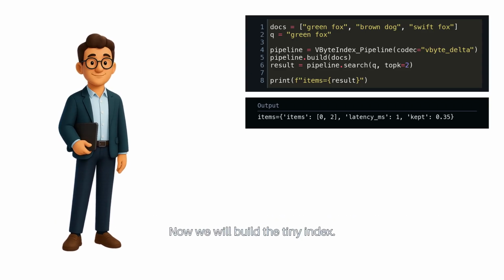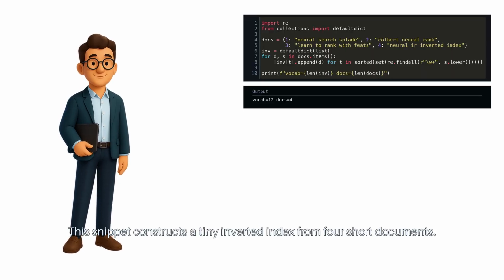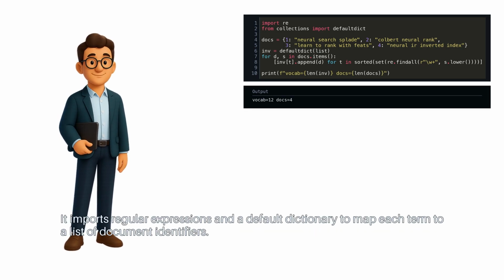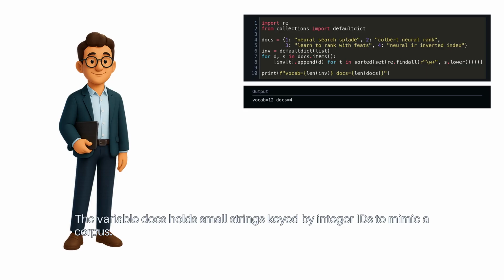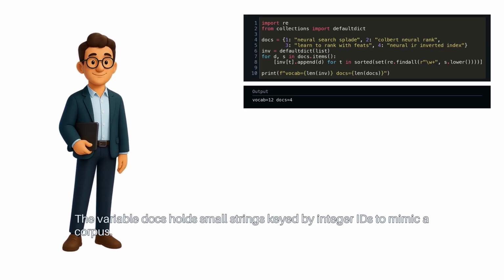Now we will build the tiny index. This snippet constructs a tiny inverted index from 4 short documents. It imports regular expressions and a default dictionary to map each term to a list of document identifiers. The variable docs holds small strings keyed by integer IDs to mimic a corpus.